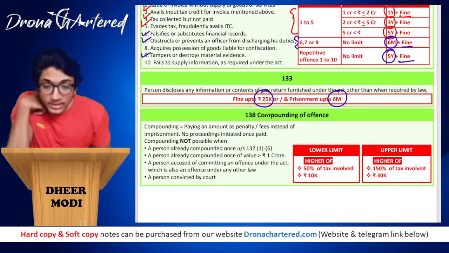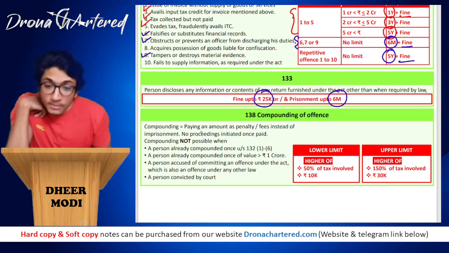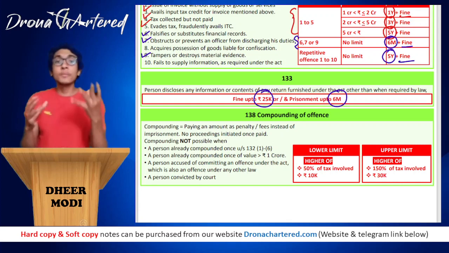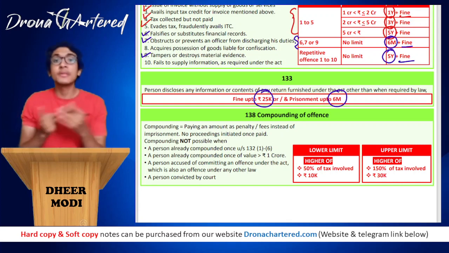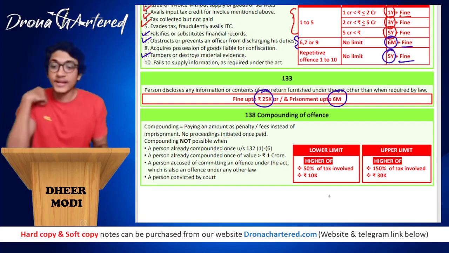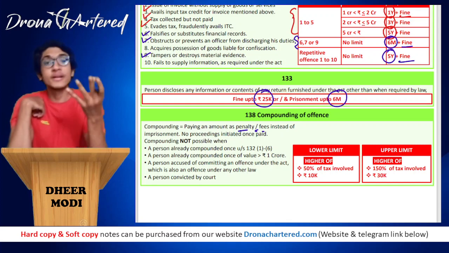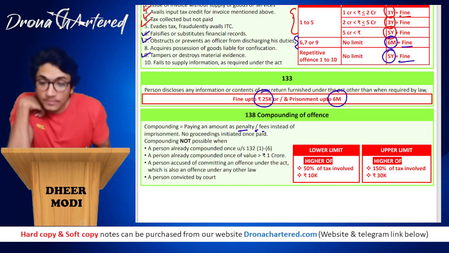And last is your section 138, that is your compounding of offense. So compounding means paying an amount as penalty or fees instead of imprisonment. So when an offense also has an imprisonment attached to it, the law has given you an option that, boss, if you do not want to do the imprisonment, you pay a fine. So paying an amount as penalty or fees instead of imprisonment. No proceedings initiated once paid. So if you paid this amount, there will be no proceedings.